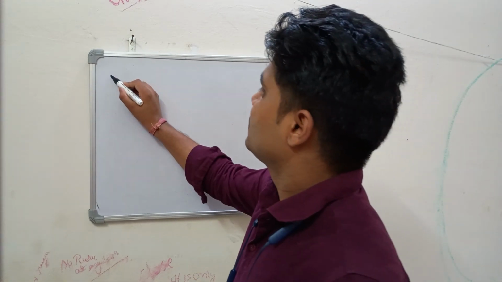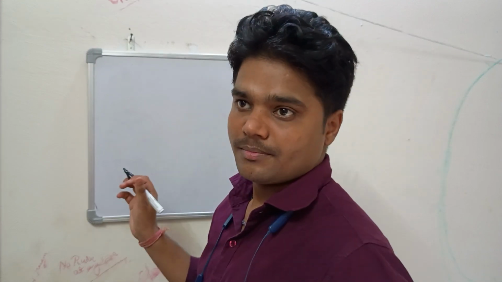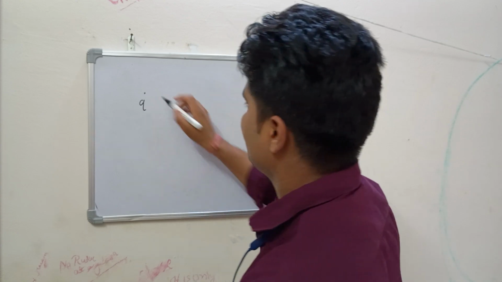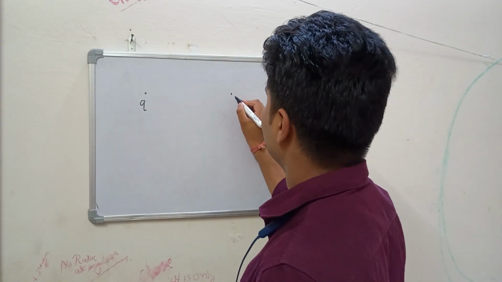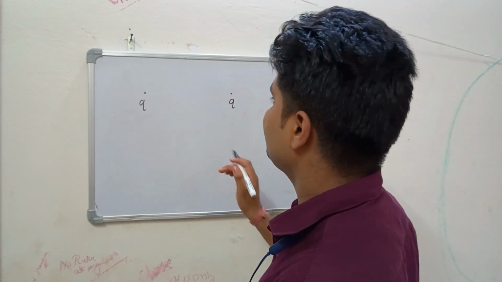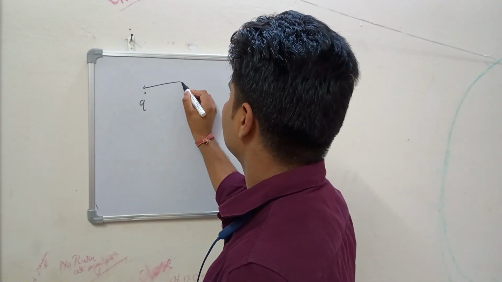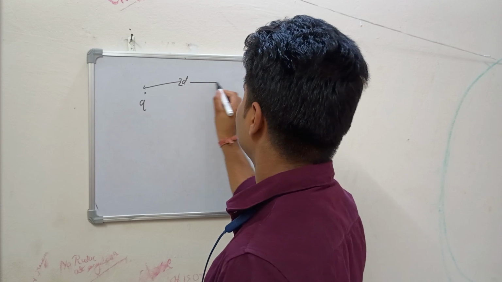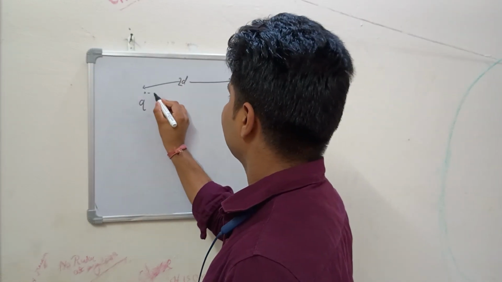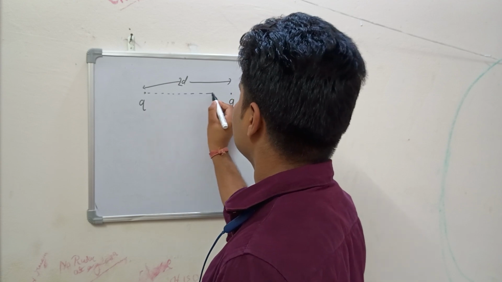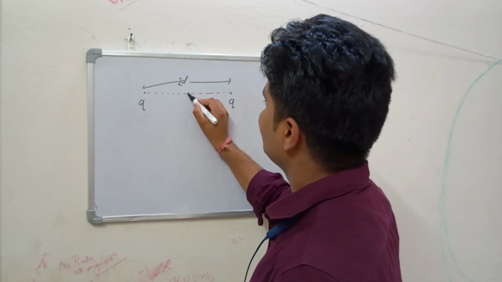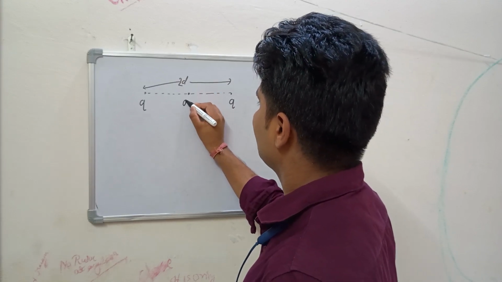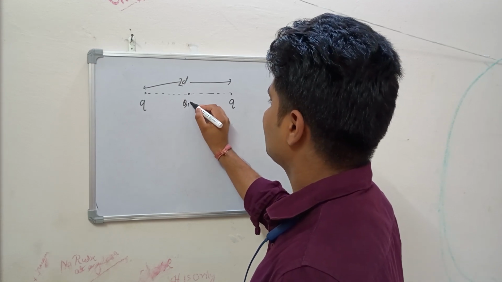Now let us suppose an example in which a charge Q is situated here, and another charge of the same magnitude Q is situated here at a distance of, let us suppose, 2d. This is the line joining the two charges. Suppose at midway a charge is present whose quantity is q and mass is m.